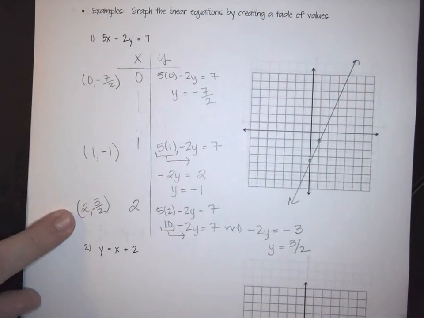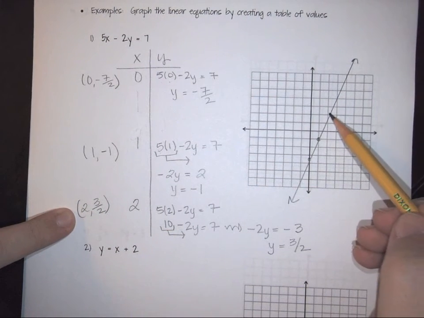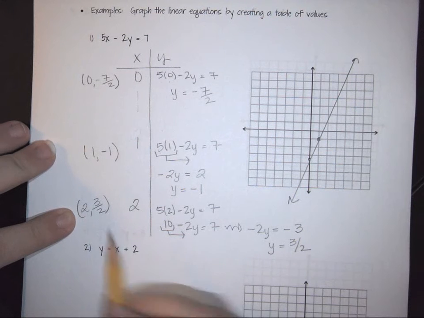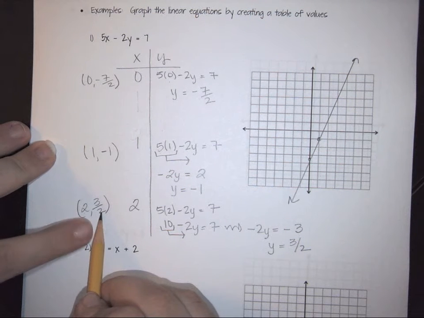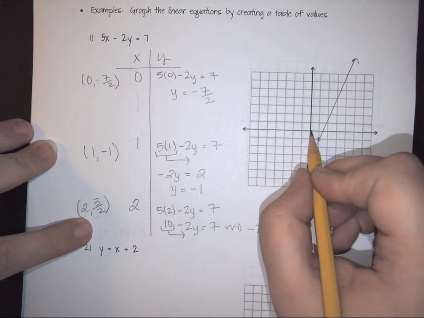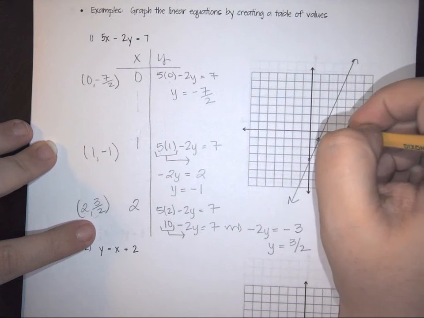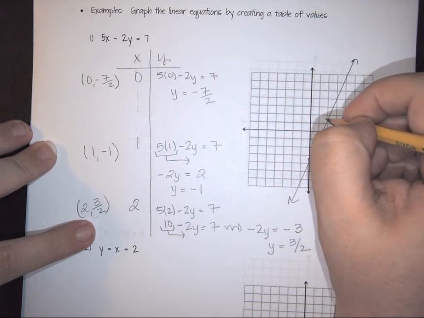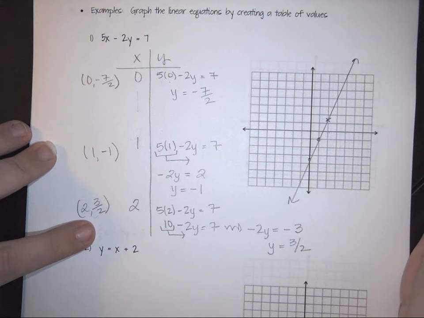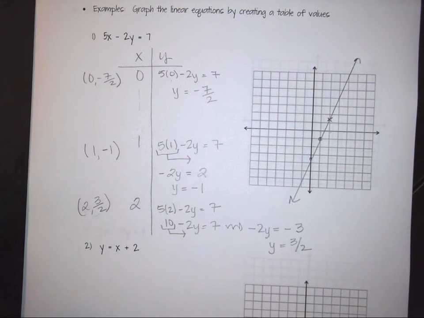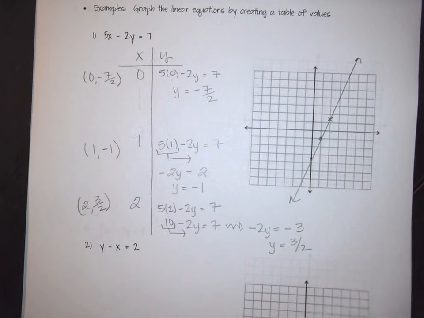A checker point is a point that should then still fall on this line. So we're looking at the point 2 and then 3/2. So 3/2 here is the same as 1.5. So we're going to go 1, 2 over and then 1.5 up, and what you'll notice is that it does fall on the line, therefore we have graphed it correctly.